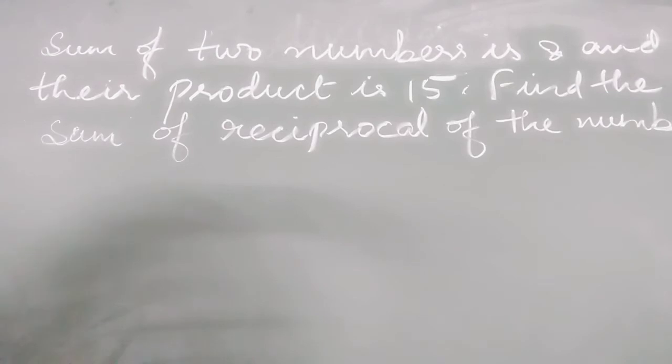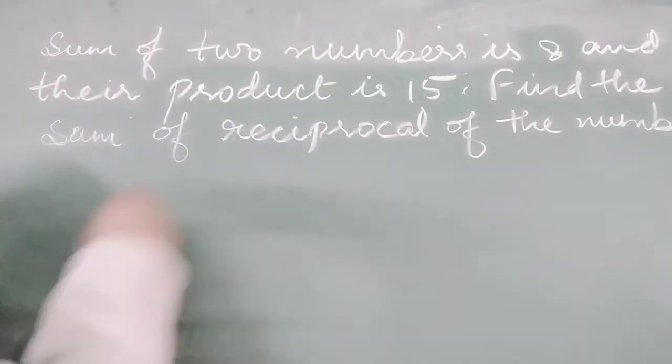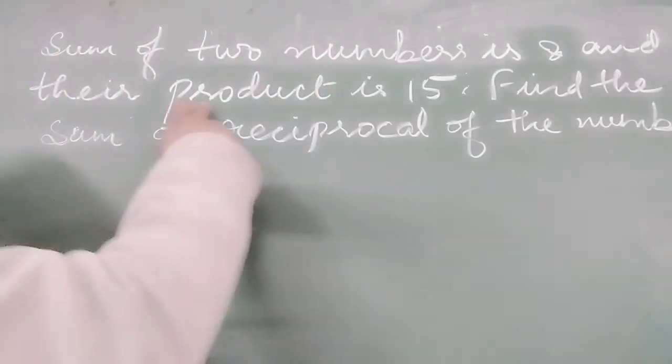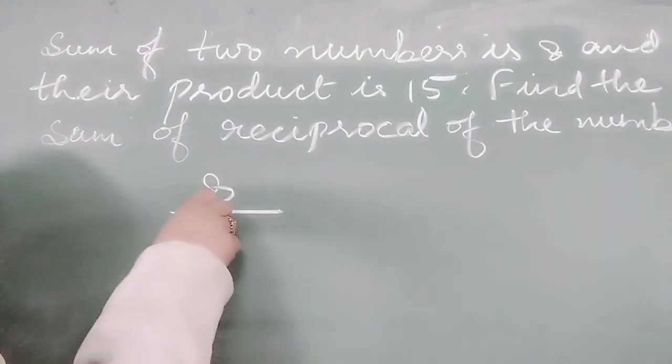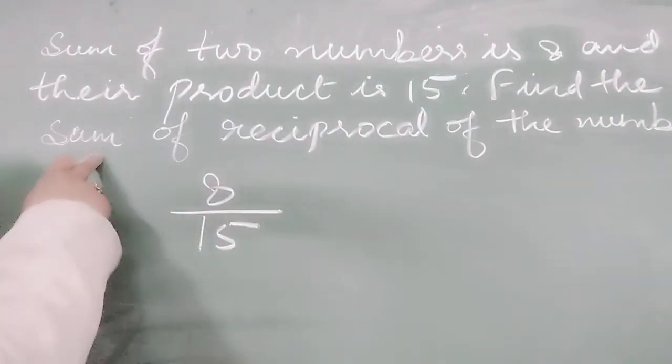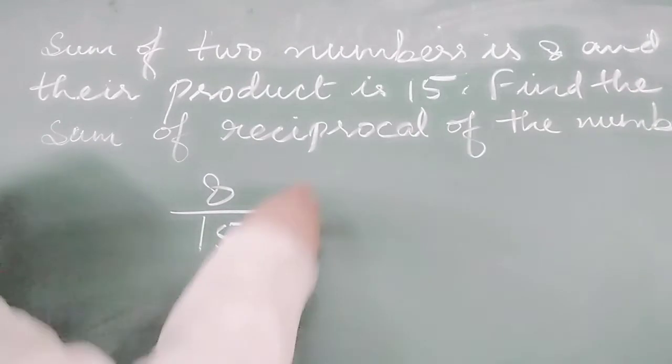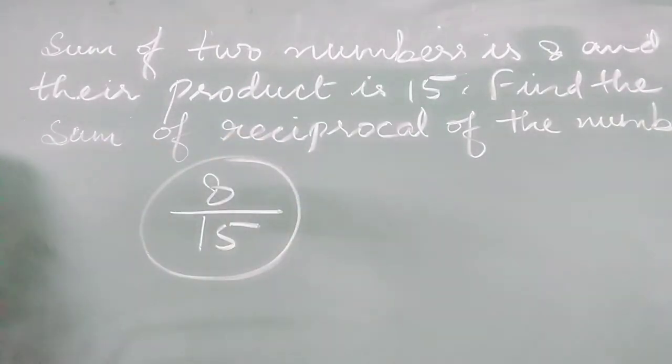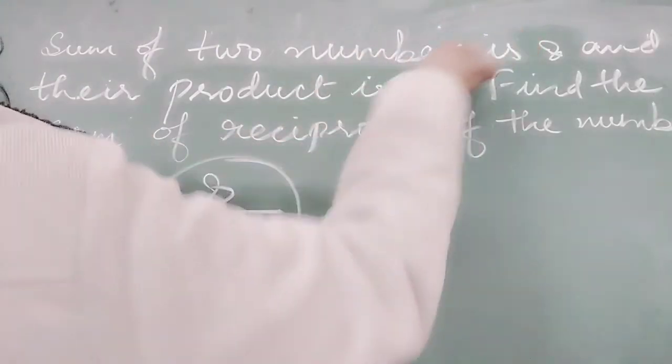In this question, the sum of two numbers is given as 8 and their product is given as 15, and you have to find out the sum of the reciprocals of the numbers. What is the sum of the two numbers? 8. What is the product of these two numbers? 15. Then what will be the sum of the reciprocals of the numbers? Simply 8 upon 15.